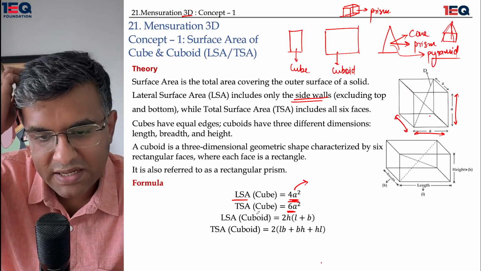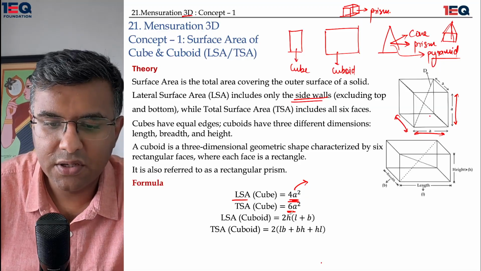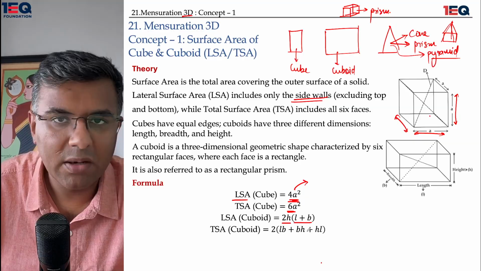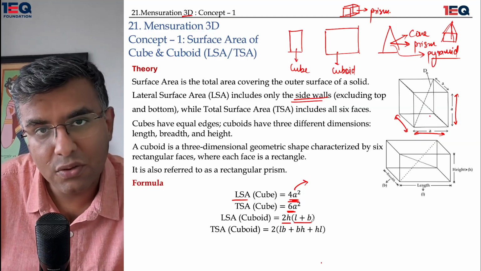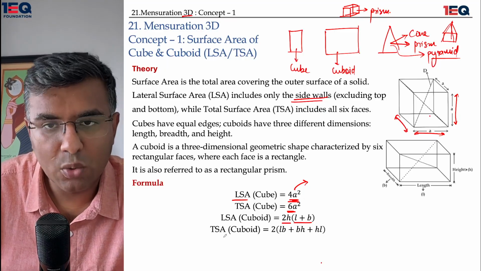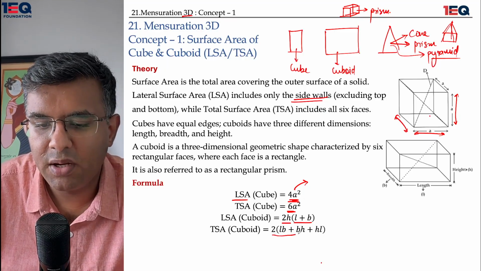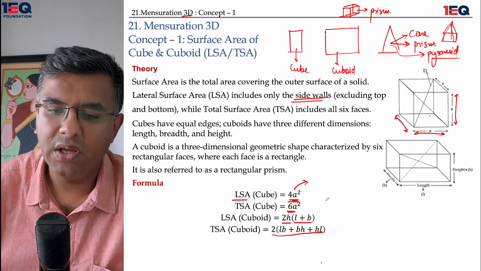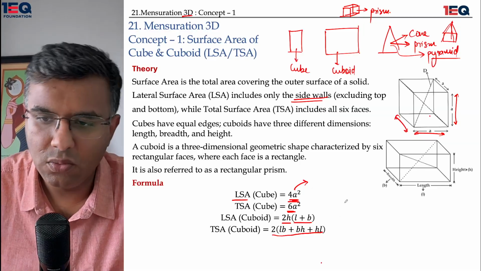Then we'll talk about the LSA of a cuboid, the lateral surface area of a cuboid, which is equal to 2 times the height multiplied by (L plus B). This excludes the top and the bottom of a cuboid. Then the total surface area of a cuboid would become 2LB plus 2BH plus 2HL. Okay, so these four formulas you need to remember.